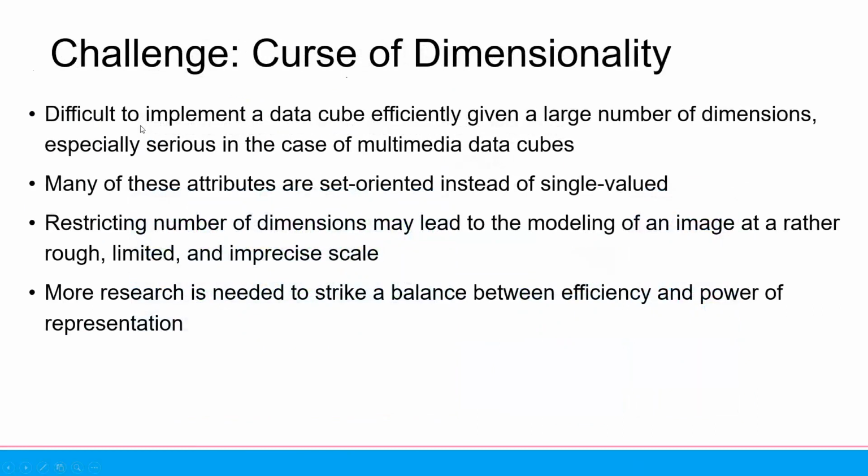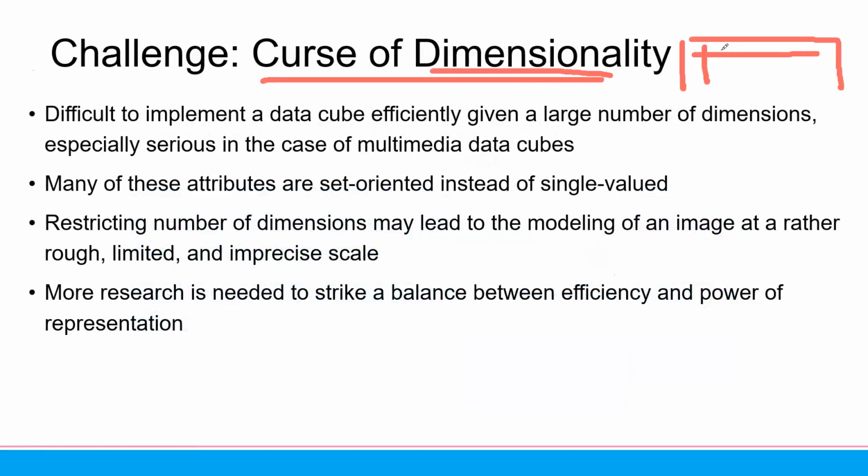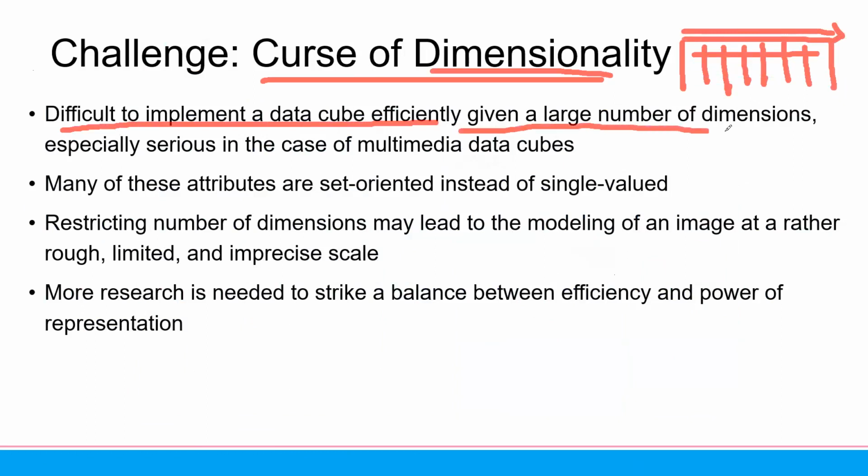So the challenge is the curse of dimensionality. You still remember? We learned this in data preprocessing. The curse of dimensionality. Dimension means the number of attributes. If we have a lot of attributes, a lot of columns, then it is more challenging because you need to handle very huge data. So if there are a lot of dimensions, it is difficult to implement a data cube efficiently, given a large number of dimensions.